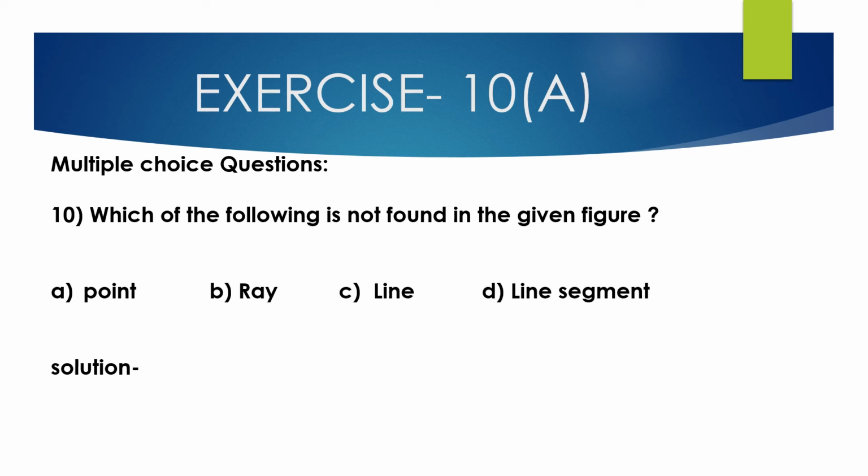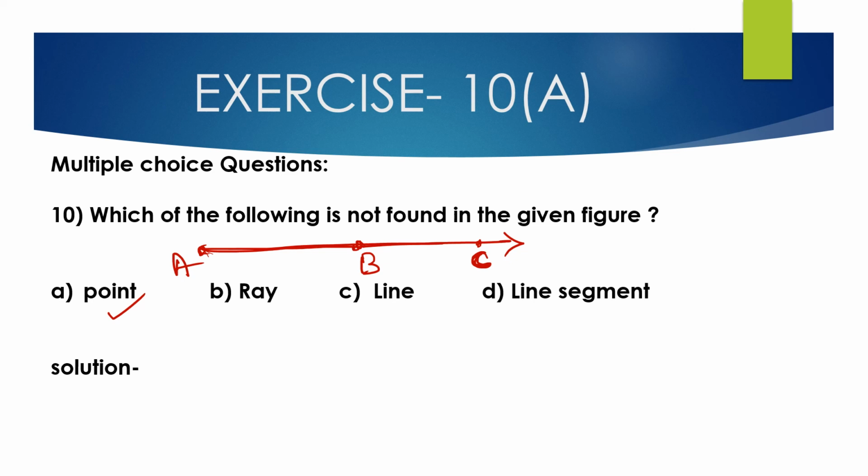Now question number 10, multiple choice question. Which of the following is not found in the given figure? This figure is given. This is A, this is B, and this is C. Which of the following is not found in the given figure? Point. Point is given. This A, B, and C, all three are points. A is a point, B is also a point, C is also a point.